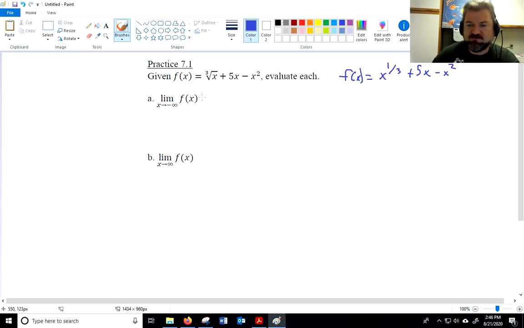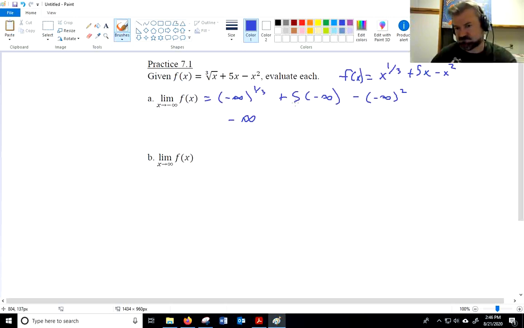All right, let's evaluate. I have negative infinity to the 1/3 power plus 5 times negative infinity minus negative infinity squared. The cube root of negative infinity is negative infinity. Keep in mind we can take the cube root of a negative number. I just can't take an even root. That's a 5 times a negative infinity, that's minus infinity. Negative infinity squared is positive infinity, but that's with a minus on the outside. So this is negative infinity, minus infinity, minus infinity.